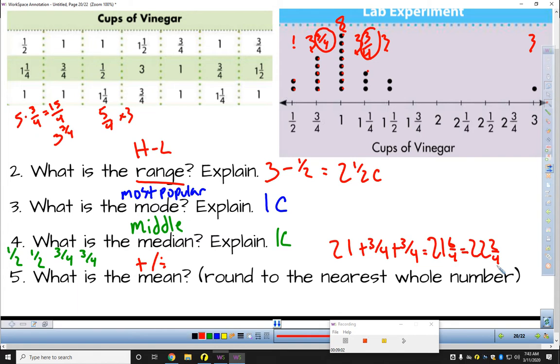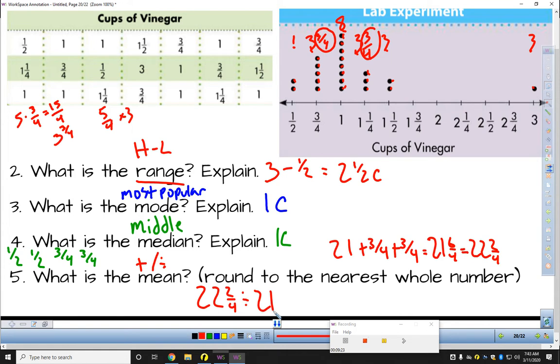All right, here we go. 22 2/4, or 22.5, right, divided by 1, 2, 3, 4, 5, 6, 7, 8, 9, 10, 11, 12, 13, 14, 15, 16, 17, 18, 19, 20, divided by 21. Okay.